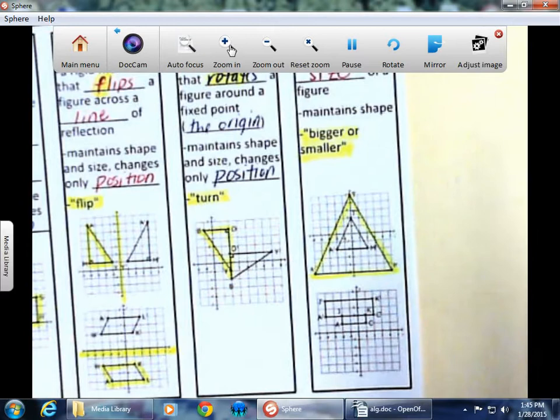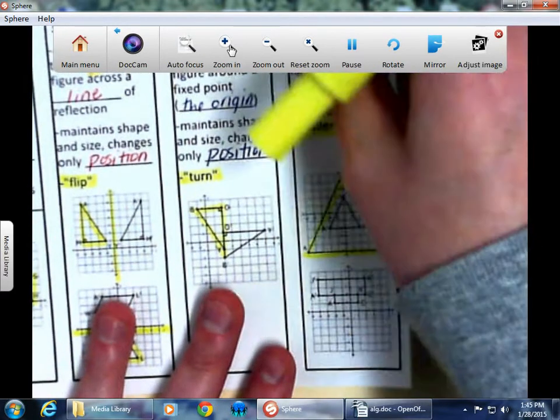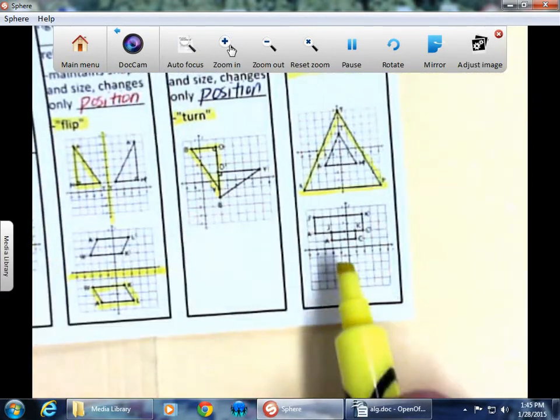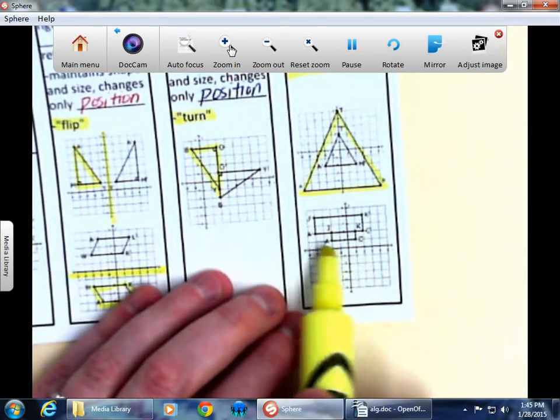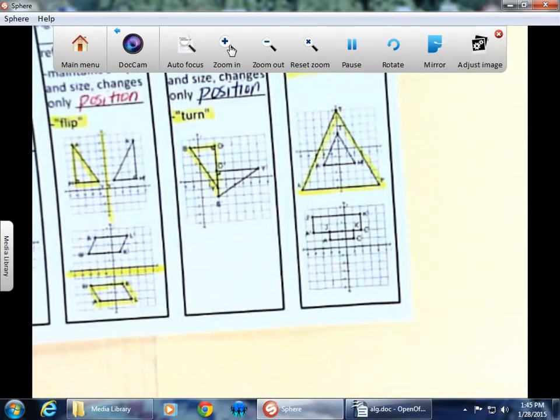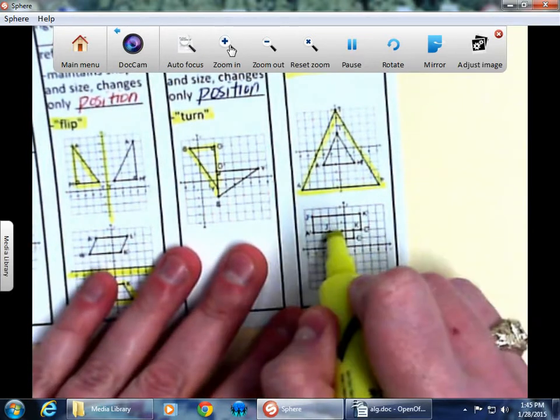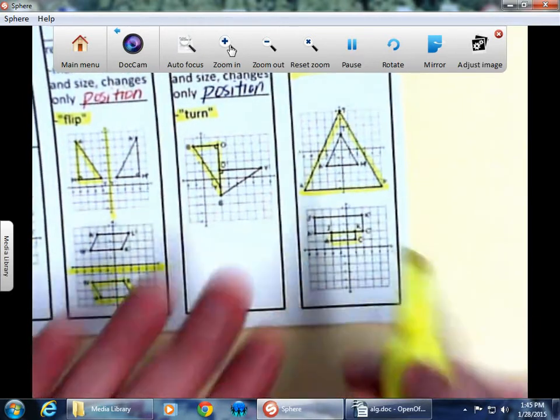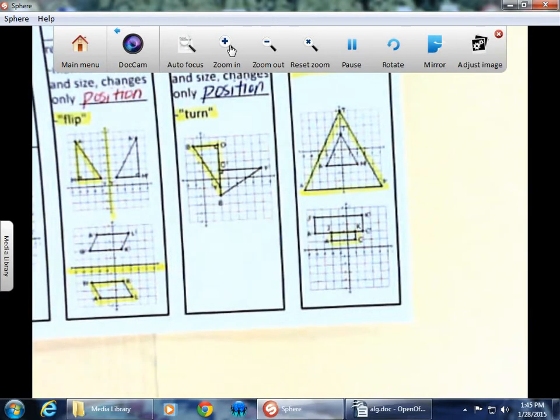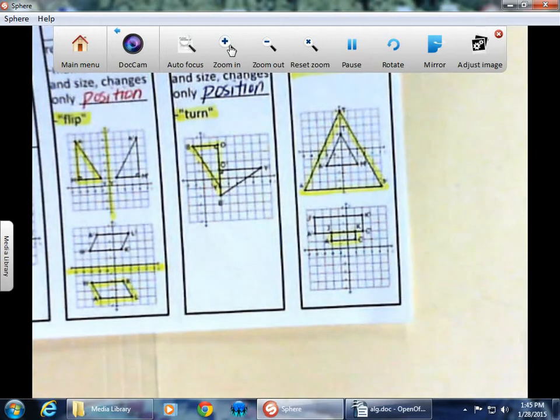Then your bottom one, you have rectangle JACK and rectangle J prime, A prime, C prime, and K prime. This time your pre-image is your smaller one. So we started small and we got big, so it was an enlargement. Okay, so that is it for your notes, for your introduction. We will discuss more in class this week. Thanks.